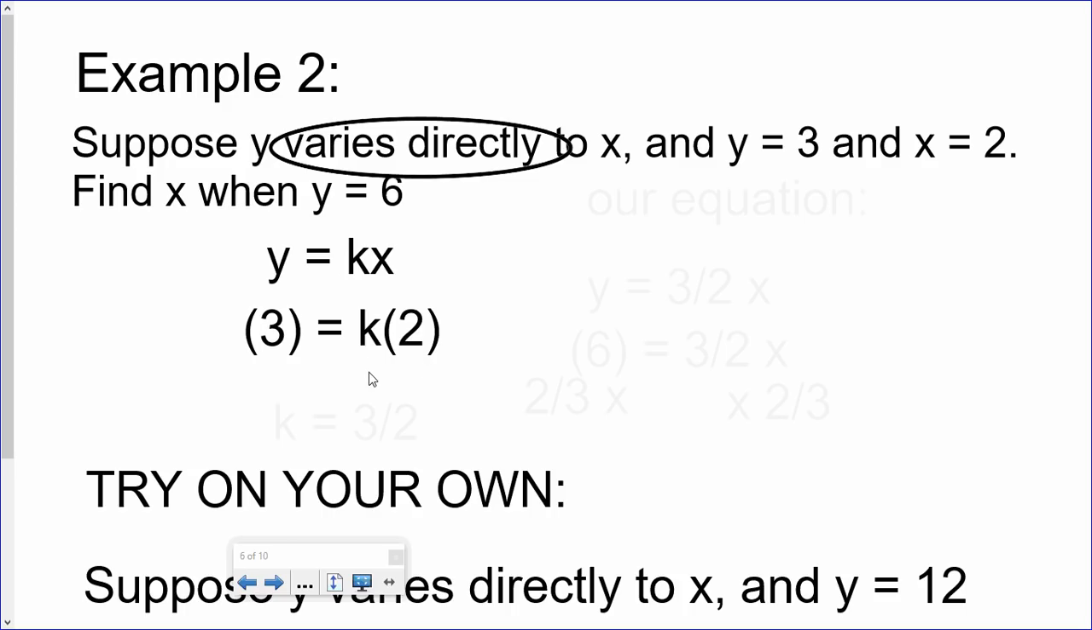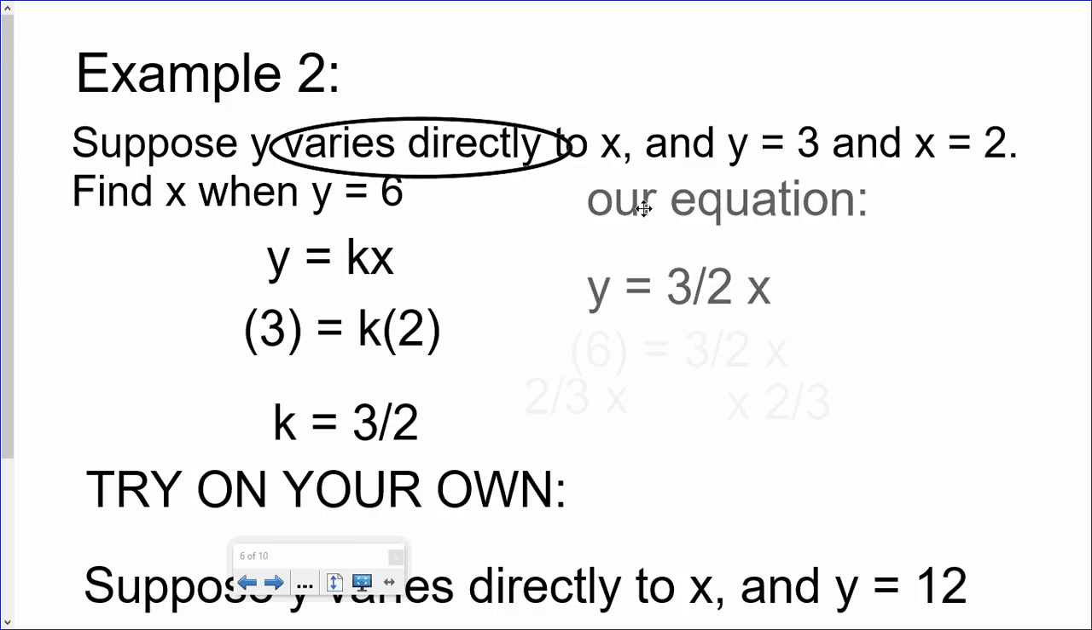So I go ahead and divide both sides by 2. I get k equals 3/2. And yes, it's okay if it's a fraction. That's totally fine. So here's what's important. Once we know our equation for this situation, y equals 3/2 x, we can use that specific equation to find a missing value. Okay? Now we can plug in y and solve for x.